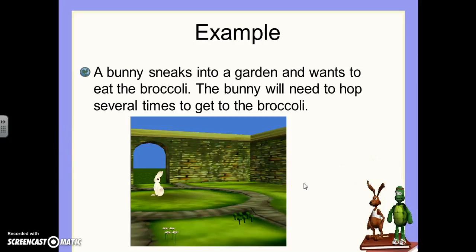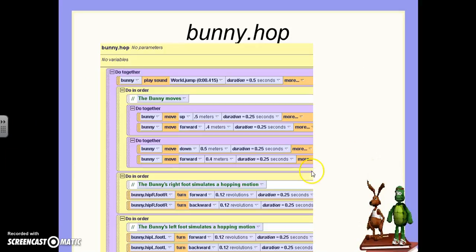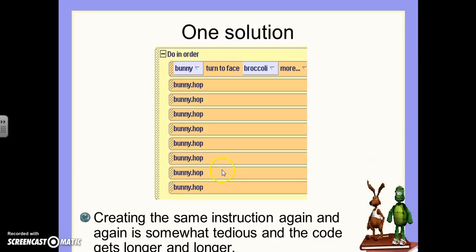An example here is that a bunny is going to sneak into a garden and wants to eat a piece of broccoli. The bunny will need to hop several times to get to the broccoli, so that hop method that is written has to execute more than once. So in this situation, we could have the bunny hop method simulate a hoppy motion, and then execute it 5 or 6 different times as listed in our method, calling upon it more than once.